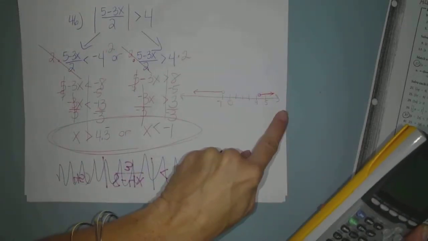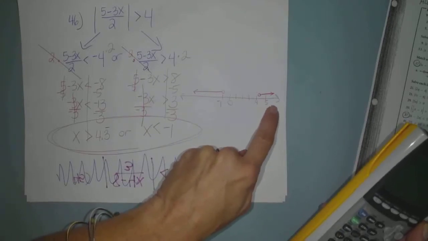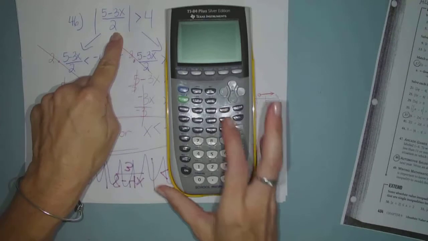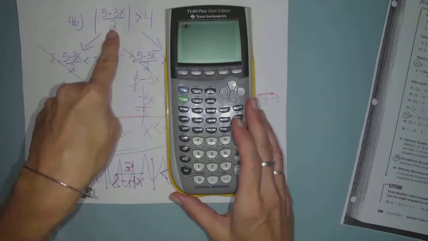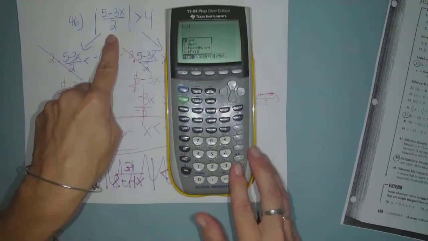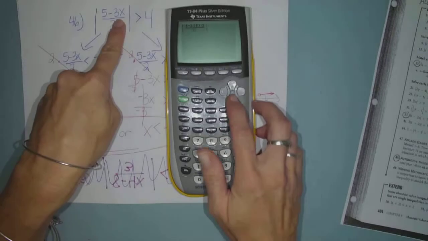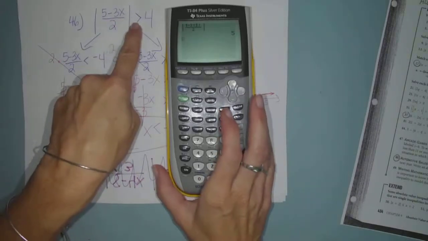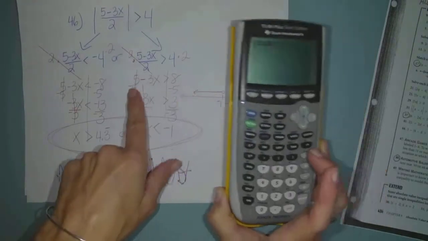Let's just try it. Why don't we try one on each side? If we choose a number that's greater than 4.3, why don't we just choose 5? 5's over there in the shaded area. We could use 6, 7, 8, 9, 10, anything we want, but let's just use 5. So if I plug this in, I have to do math, num, apps to get my bars. Now inside there I have a fraction, so I'm going to do alpha y equals fraction. Okay, 5 minus 3 times, I'm putting 5 in for x, over 2. And I hit enter, and I get 5. And 5 is bigger than 4. So that's a good sign that I picked correctly over here.